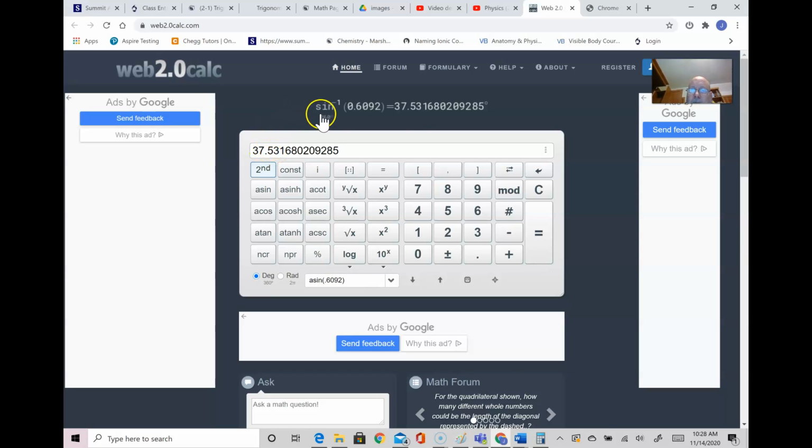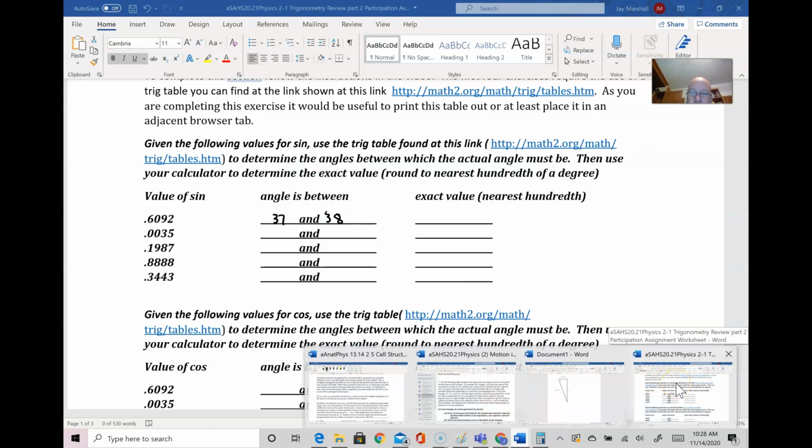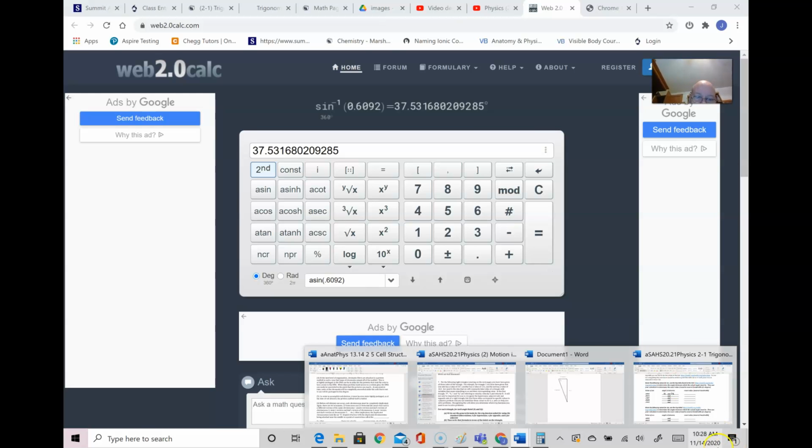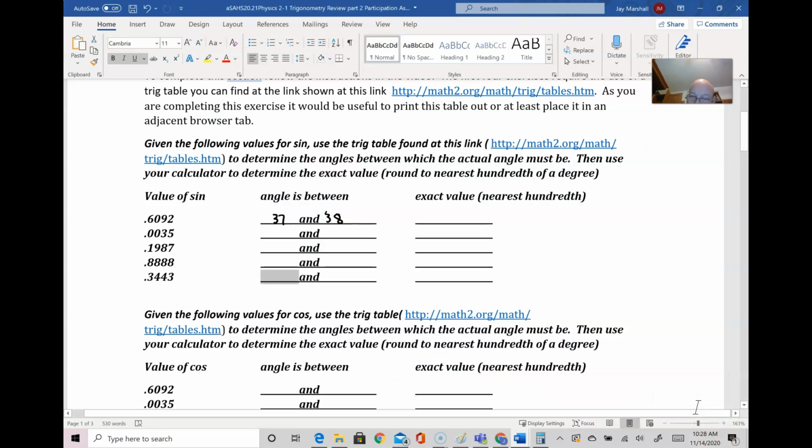Okay, so I'm going to go back to my notes, and I wanted it to the nearest hundredth, so it said 37.53 degrees.